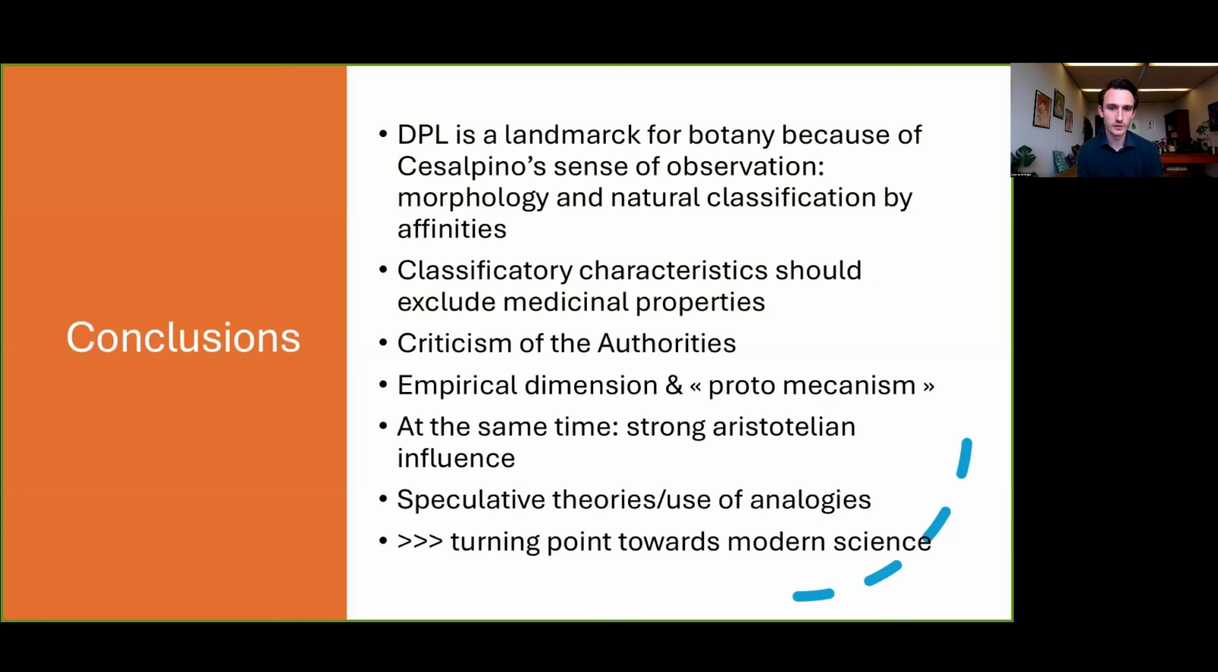The speculative theories and the use of analogies are still very important in the Plantis, but in any way, this is a very important testimony of the way this Renaissance botanist was a turning point between medieval science and modern science.